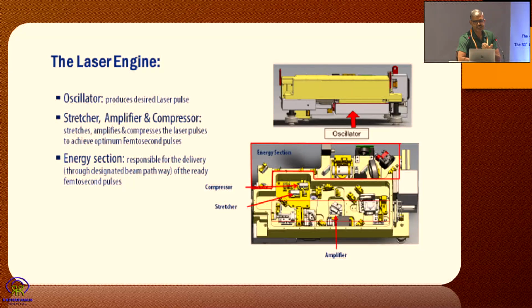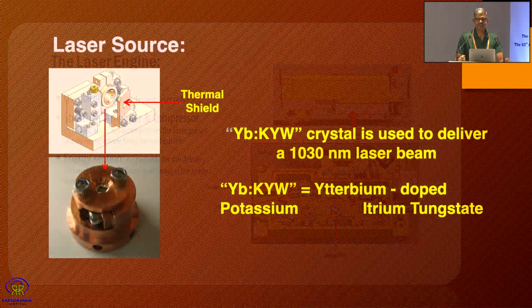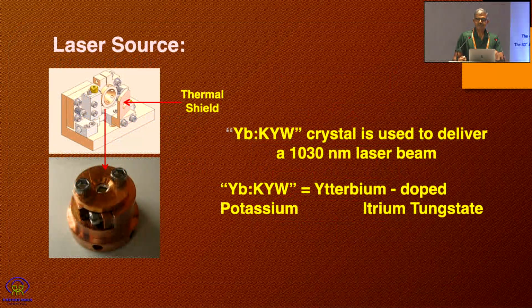The next component is a stretcher. It stretches the wave, amplifies it, and compresses it into a narrow beam. That's the second component. Finally, there comes the energy section, which is responsible for delivery of the energy through the desired pathway. A thermal shield is there, obviously, because it produces a lot of heat energy, which can damage the sensitive components of the machine itself. So there is a thermal shield.